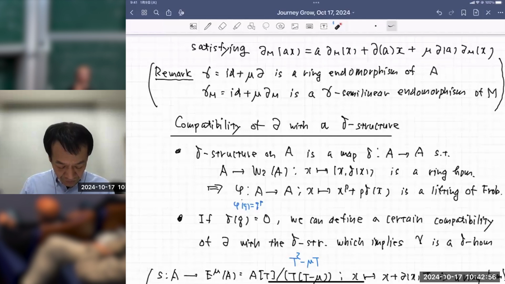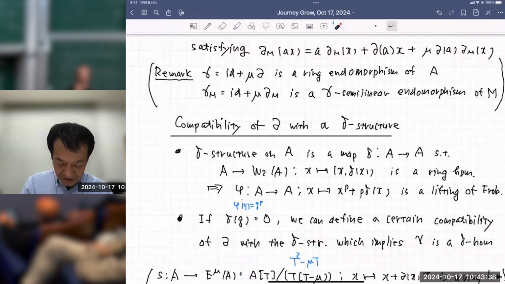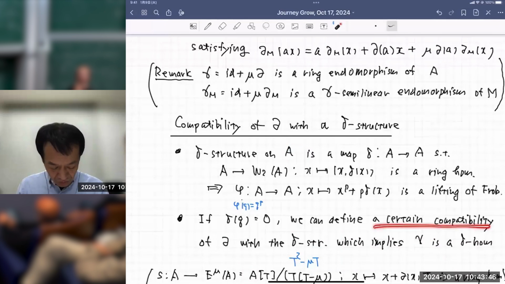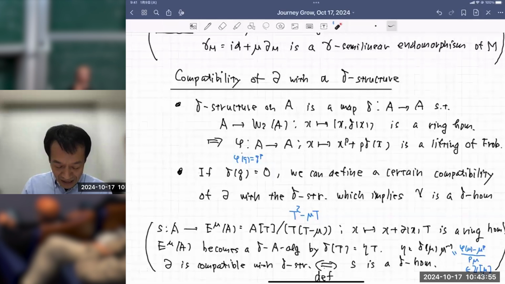And for the compatibility, if delta of q is 0, usually if we consider the q-deformation of connection, we assume that the delta structure satisfies this. Then we can define a certain compatibility of this mu-derivation with the delta structure, such that the compatibility implies that the endomorphism gamma of A is a delta homomorphism. Actually, this compatibility is equivalent to gamma being a delta homomorphism if A is mu-torsion free. And if I have time, I can explain how this is defined.